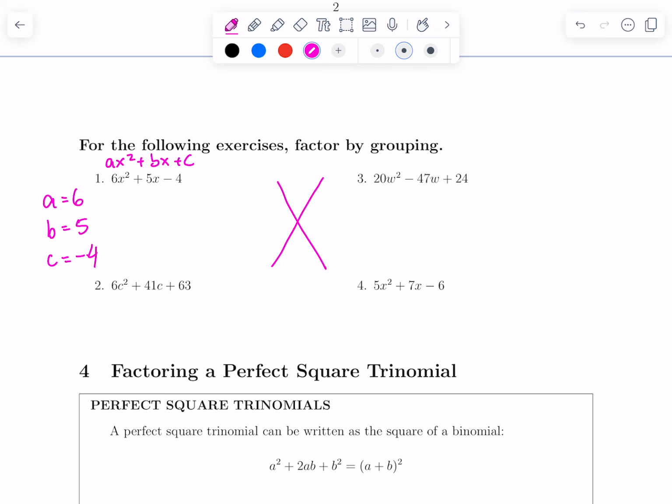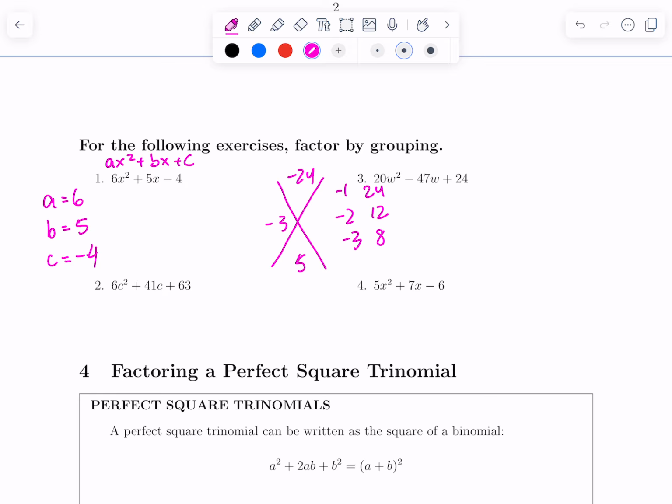a times c will be negative 24. b is just 5, so we're going to factor 24. Think about 1 times negative 24 over here. It is negative 24, but adding them up, it is 23. So we're going to move to the next pair. Negative 2 times 12, we get negative 24. Add them together, it is 10. So we're going to move to negative 3 with 8. We multiply them together, we get negative 24, but add them together, we get 5.